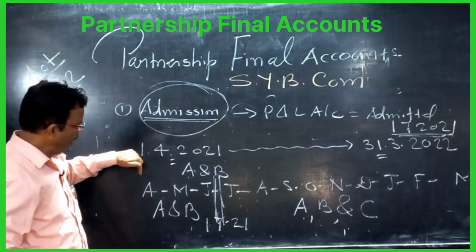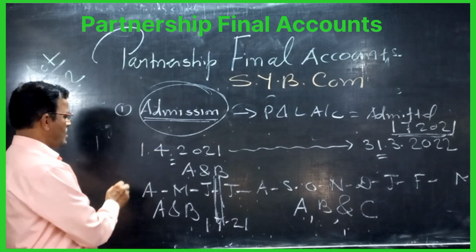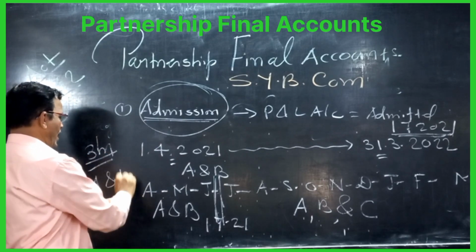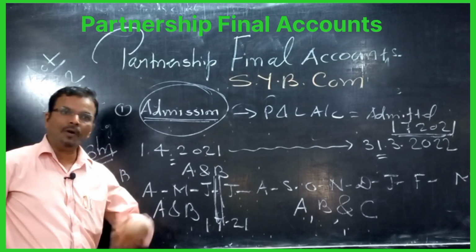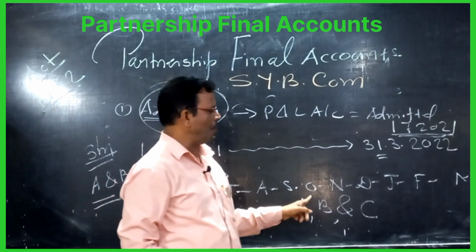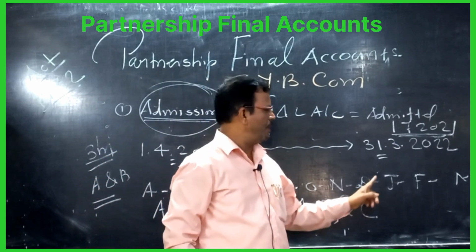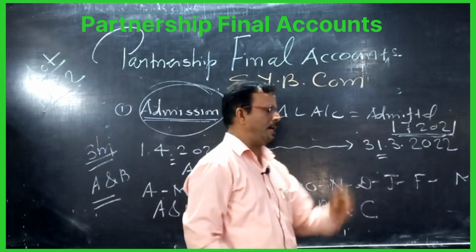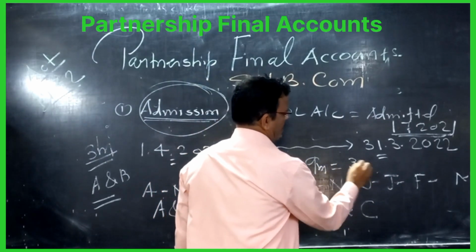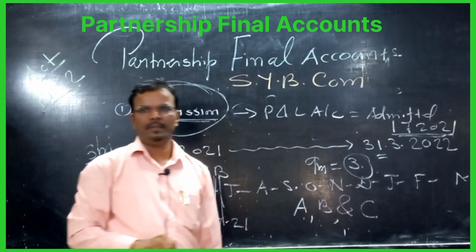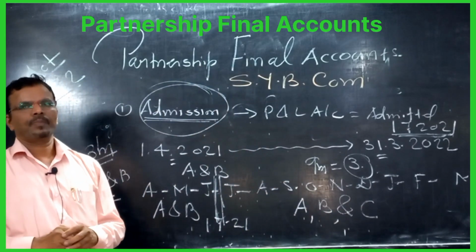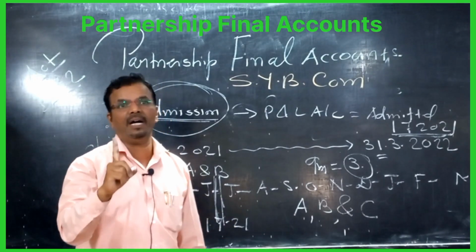So let's see April, May, June. How many months? 3 months. How many partners are there? A and B. Now remaining July, August, September, October, November, December, January, February and March. How many months are there? 9 months. And how many partners are there? 3 partners. And we are preparing the balance sheet for 1 year.